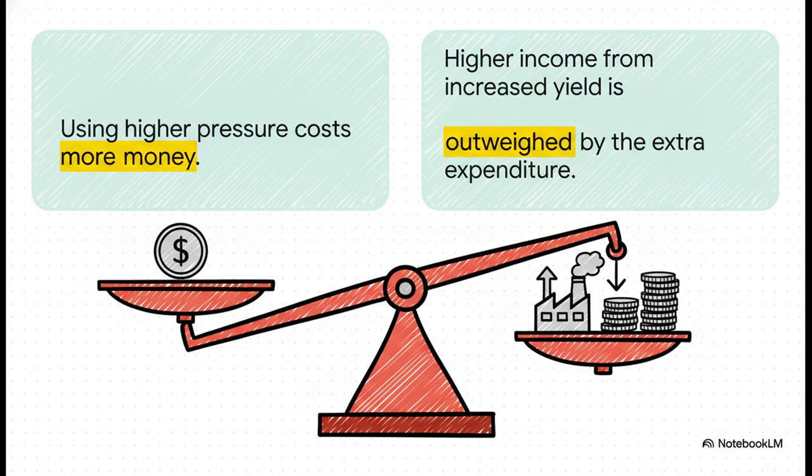Let's go back to that question about pressure. You could write, using higher pressure costs more money. And you know what? You're not wrong. But now compare that to the answer from the mark scheme. Higher income from increased yield is outweighed by the extra expenditure. Can you see the difference? It's subtle, but it's everything. It shows you understand the economics of it, that the tiny bit of extra profit isn't worth the massive extra cost. That is a top-level answer.